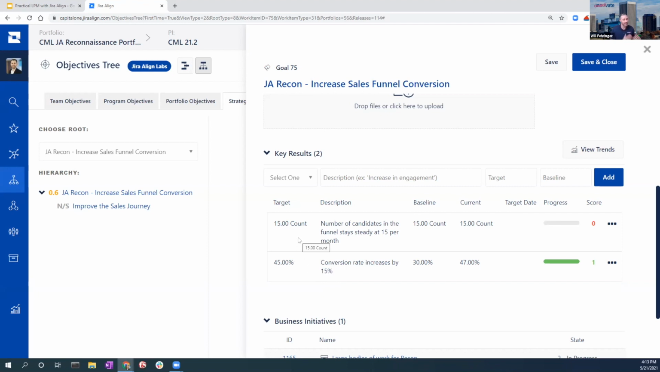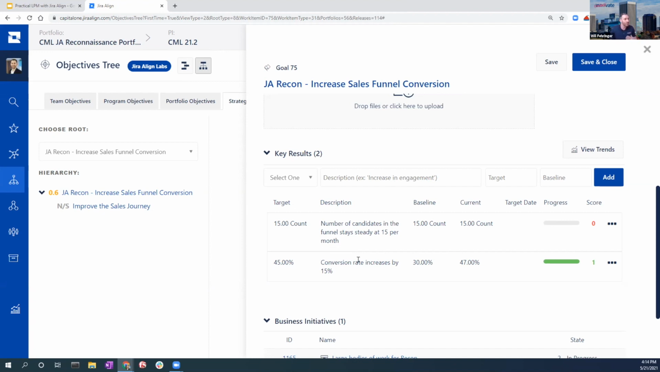Now we have a second key result here just to make sure we don't incentivize bad behaviors: the number of candidates entering the funnel should still stay steady at 15 per month. The idea is that we want to make sure we're not incentivizing bad behaviors. We could say, if there are certain customers that we think aren't going to make it all the way through, let's not have them even enter the sales funnel. And that will make our conversion rate go up because we're only entering high-likelihood candidates into the funnel to begin with.